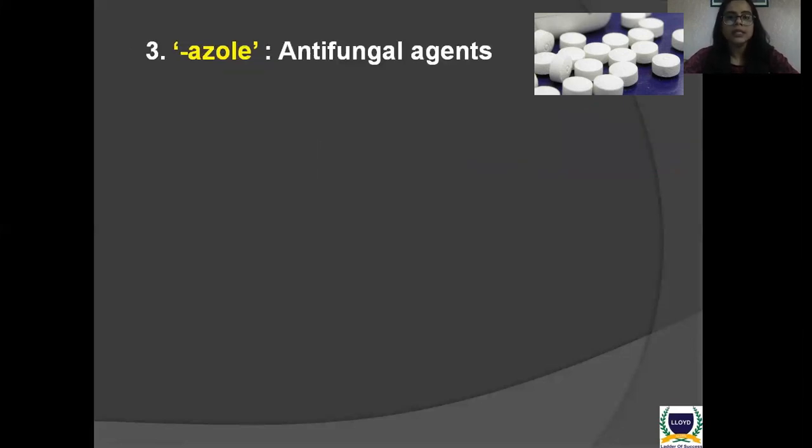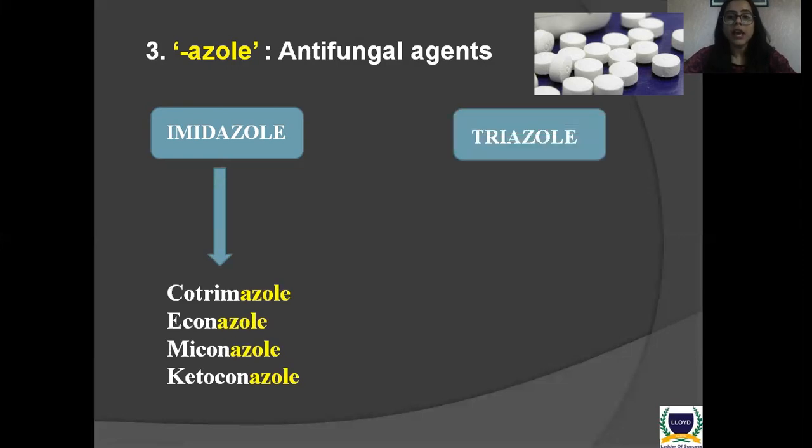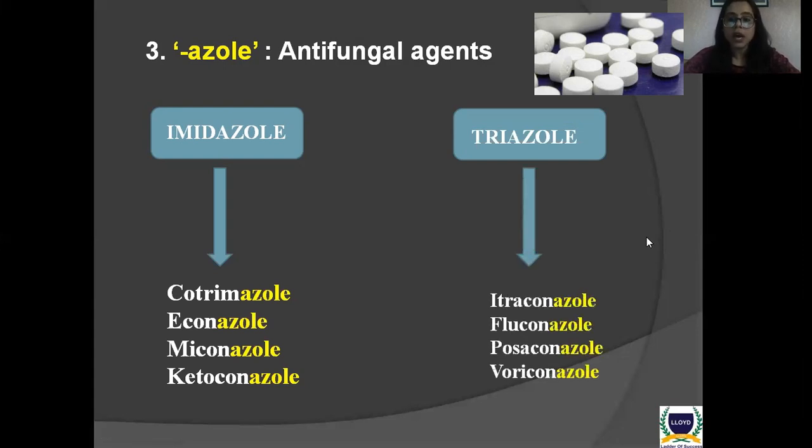Our third suffix is azole. Azole indicates these are antifungal agents. Antifungal drugs are of two types: imidazoles, which have the imidazole nucleus, and triazoles, which have the triazole nucleus. In the imidazole nucleus, the drugs categorized are clotrimazole, econazole, miconazole, ketoconazole. In triazoles, the drugs are itraconazole, fluconazole, posaconazole, voriconazole.